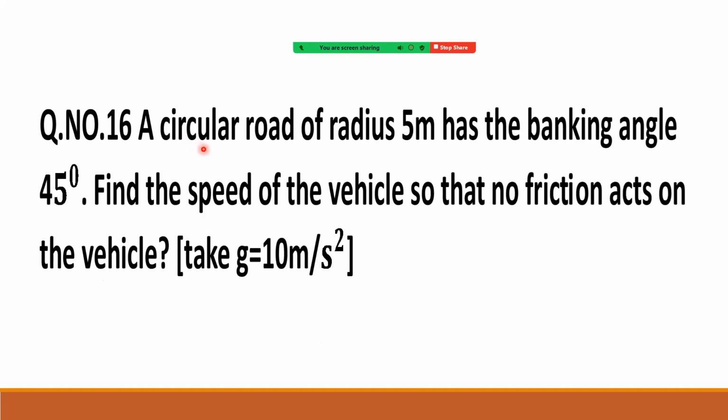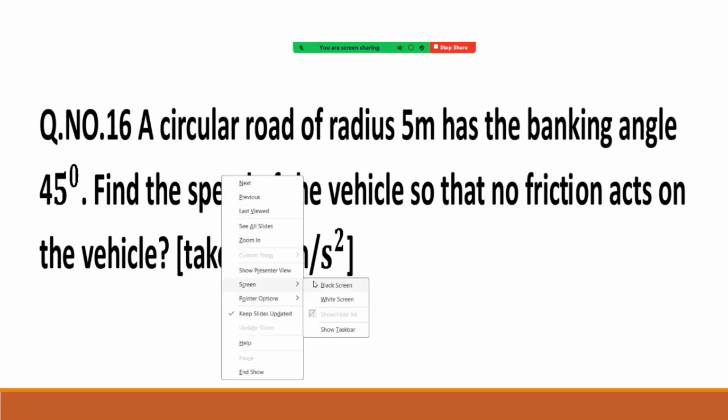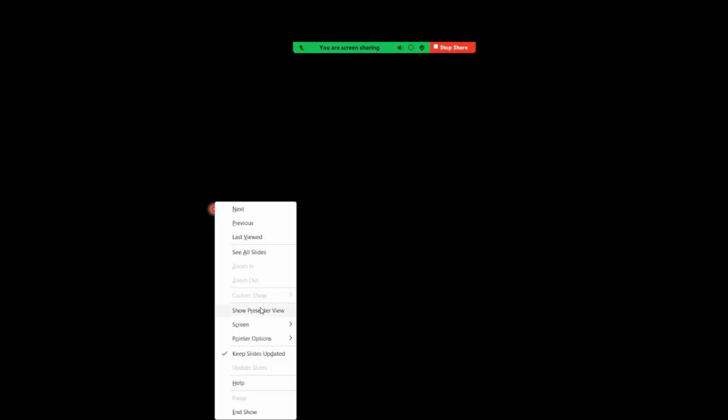A circular road of radius 5 meter has the banking angle 45 degree. Find the speed of the vehicle so that no friction acts on the vehicle. It's a very direct question. Radius is given, angle of banking is given, asking speed for which no friction acts on the vehicle. See carefully. Just recollect once what we have discussed in banking.